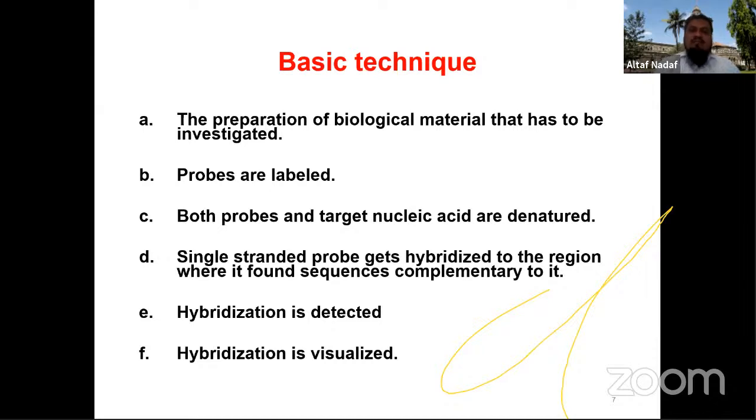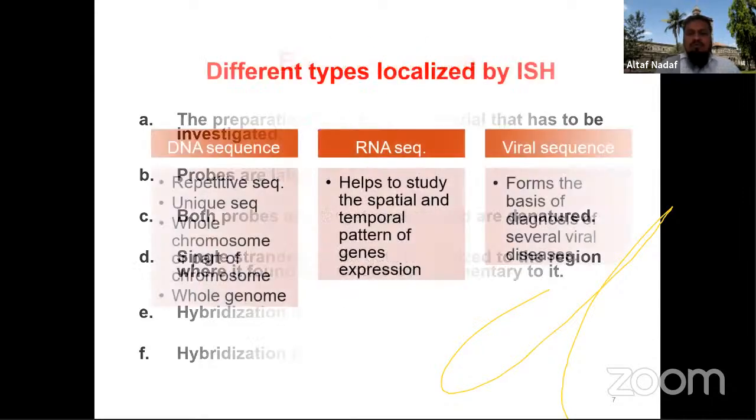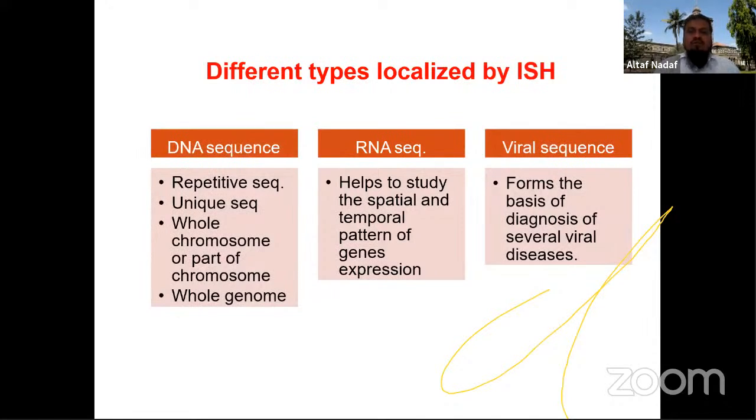So these are the basic steps that are involved in in situ hybridization. Now, what can you localize using this technique? You can localize DNA sequences, RNA sequences, and viral sequences. As I was telling you, in DNA sequence you have repetitive regions and unique regions, and you can consider a whole chromosome, part of a chromosome, or the whole genome.